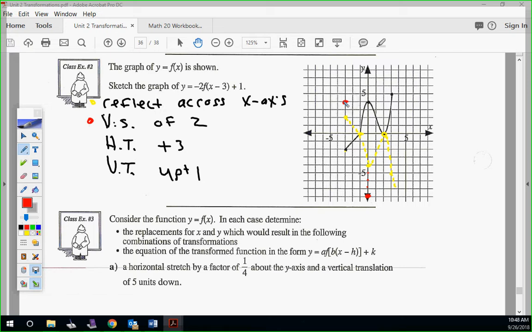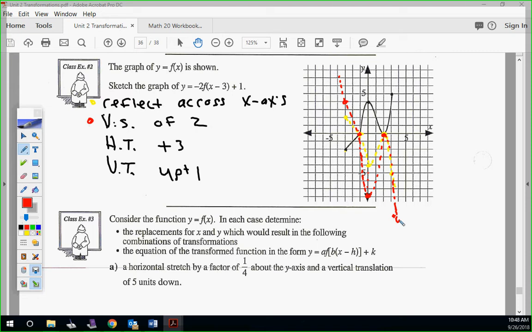What do we got here? This one's at 5, so that's going to be at negative 10, off the page a little bit. Remember, the vertical stretch won't change your x-intercepts, so it's still going to have those same x-intercepts. That's why they say about the x-axis, because you're stretching away from the x-axis. So that's going to go like this, and then way down here. Okay, that's what it looks like now.